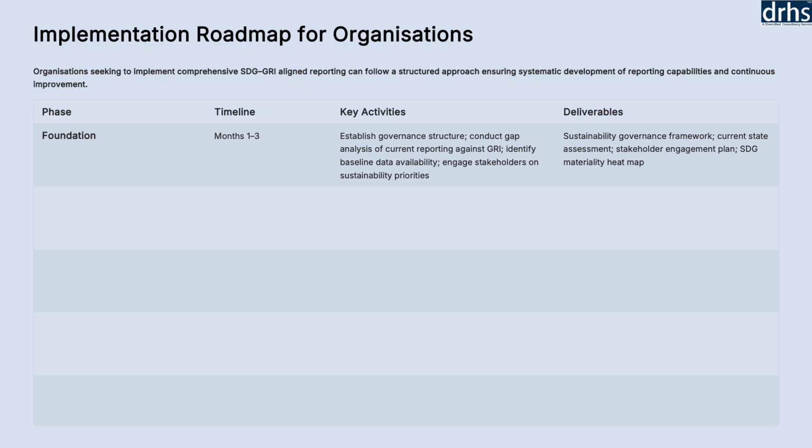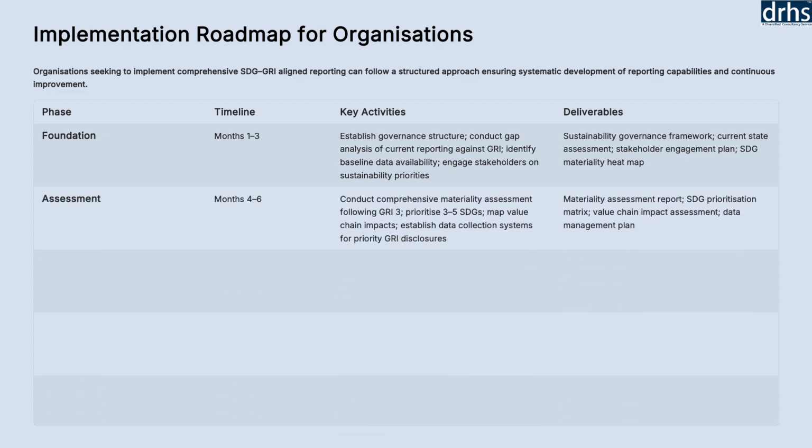Foundation, months 1 to 3. The initial phase focuses on establishing strong governance and baseline understanding. Organizations should define sustainability governance structures, assign board and management oversight, and conduct gap analyses against existing ESG reporting. GRI mapping and engagement help identify expectations and data availability, while internal awareness building ensures organizational alignment.